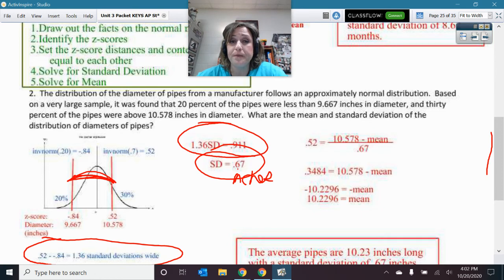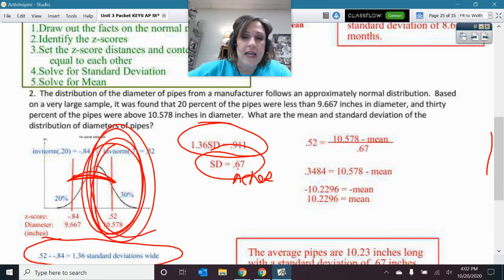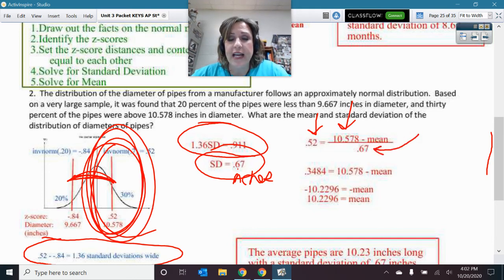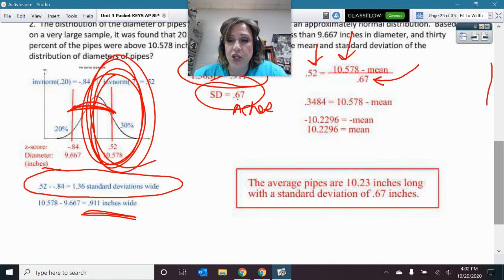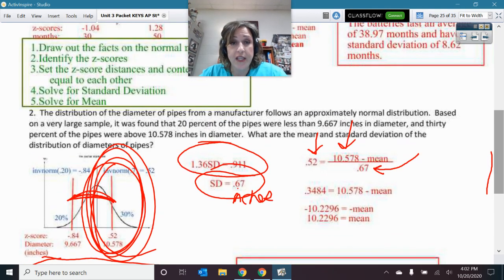Okay, so once you have your standard deviation, go solve at one of the locations. So I'm going to take this top location right here. So here I am, z-score of 0.52, the x value of 10.572 minus the mean, and there's the standard deviation that I just got a moment ago. Algebraically solve, so the mean is 10.23 inches long, and the standard deviation is 0.67 inches long. All right, so there is solving for two unknowns.